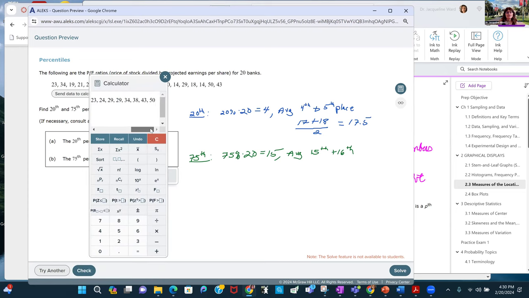And so now it might be easier to count from the right. Because that's 20, 19, 18, 17, 16, and 15 are both 29. So the average is 29.